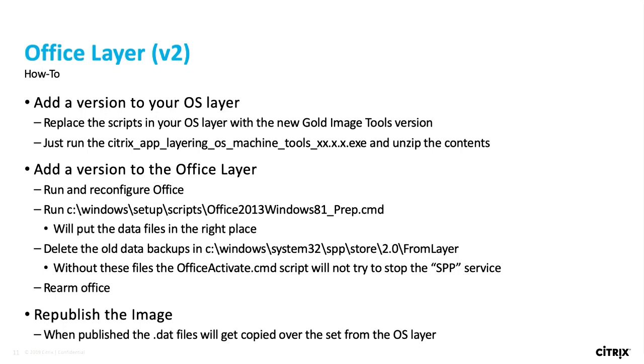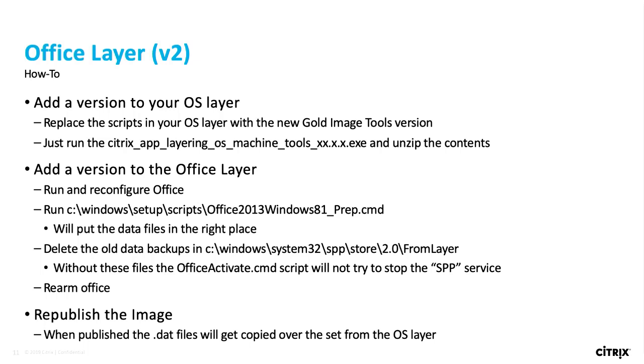Then you run the prep script, which will back it up, and we're putting them in a different location now, under Program Files Unidesk. So that'll put those files there. And then importantly, you need to remove the old ones that were backed up. So that's that path, Windows System32 AppStore BackupFromLayer. And if you delete those, then our scripts will not try to copy over when they do that part, right? That'll skip that whole copy over part.